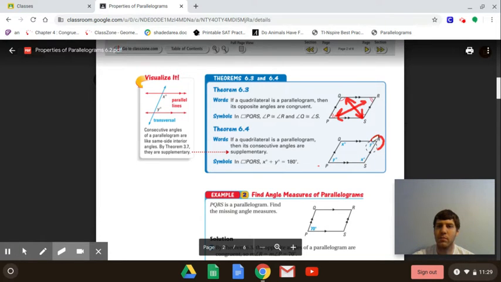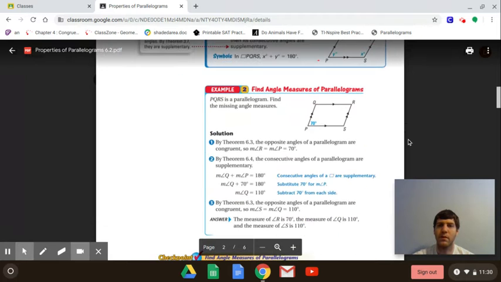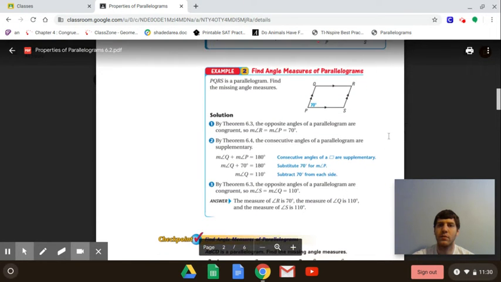Okay, so let's look at the example problem, going over that. So we want to find the measures of the angles of the parallelogram here. So the easiest one here is R, because they're opposite, and we know opposite angles are congruent. So 70 and 70. They're across from each other, so they're 70 and 70. And then we know P and Q are consecutive. They're next to each other, so they're supplementary. They add up to 180. So we can do 180 minus 70, and that's going to give us 110.